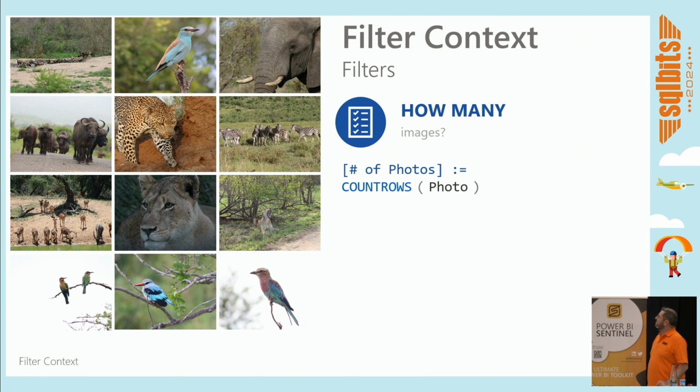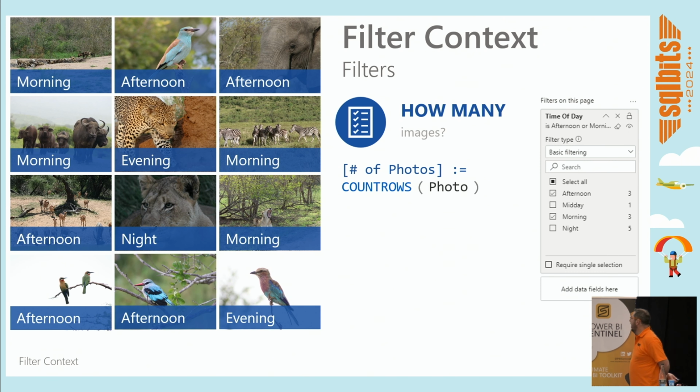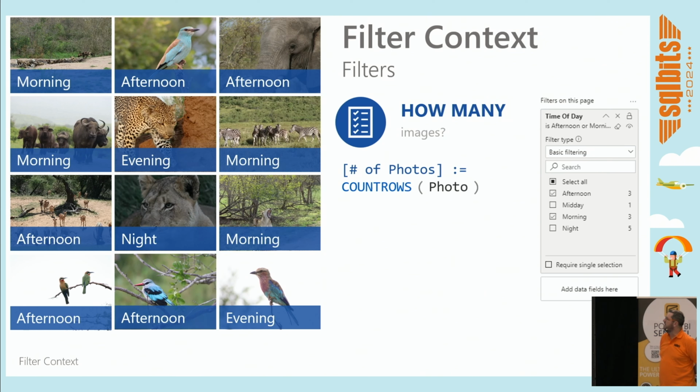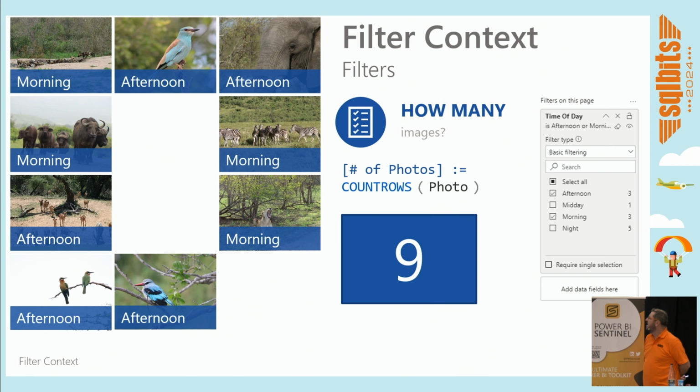So here's a simple example of that. Here we've got some photographs: morning, afternoon, evening, and night. If I were to look at the right-hand side of my report and I had the filters and I chose to show only afternoon or morning, what would happen? Well, our data set changes. We look at only those 9 photos, and then it brings back a result of 9, okay? So that's the filter context.